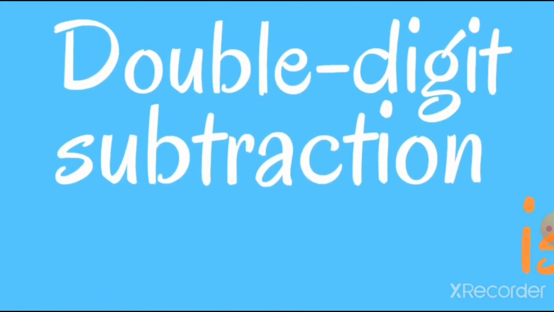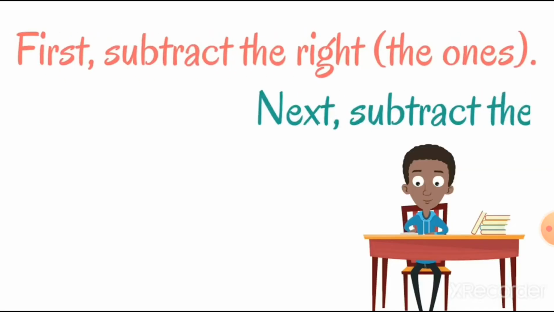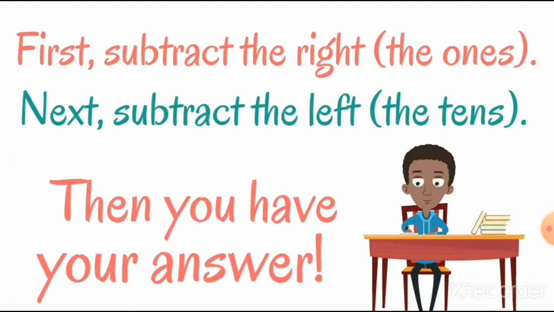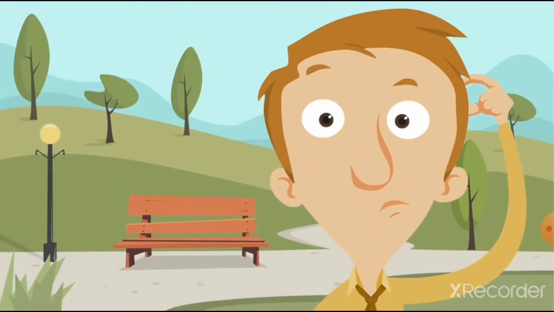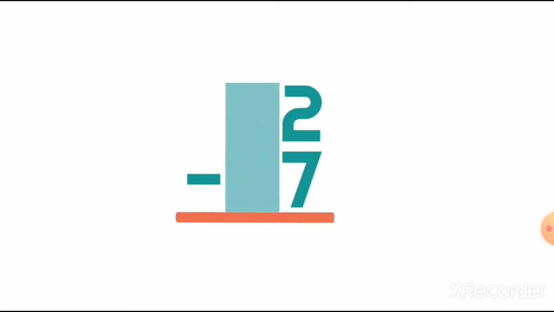So students, now let's see double digit subtraction, and it is simple. First subtract the right side, which is the ones, and then subtract the left side, and then you have your answer. This is how easy it is. But how? Let's see, students. So here is the example for you. Here is 27 and 17. So we have to regroup now. I explained this in the previous lecture, but let's see it here today.